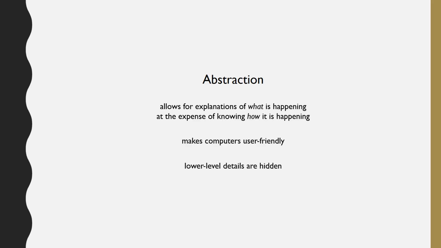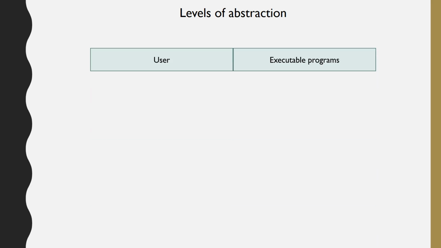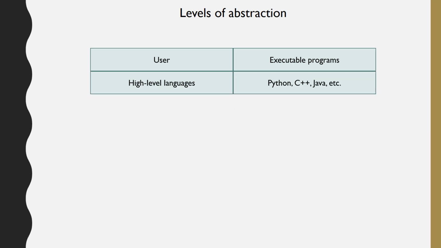At each level of abstraction, the details at lower levels are hidden and irrelevant. More formally, there are 7 levels of abstraction that computer scientists generally agree on. At the very top are users, who deal with executable programs. Moving down the levels of abstraction, there are high-level languages. Python is one example of a high-level language that we'll look at in other lessons.